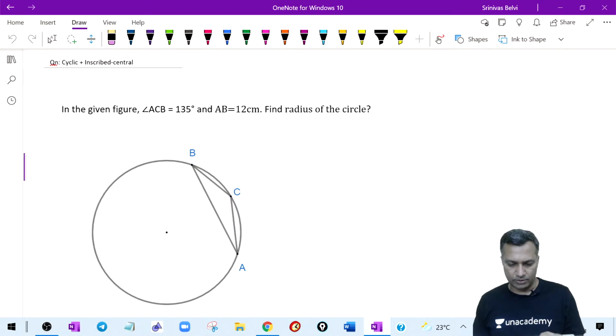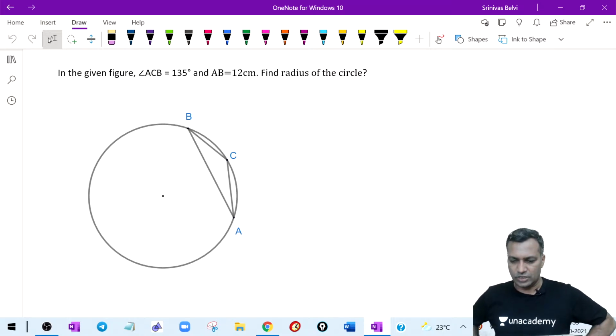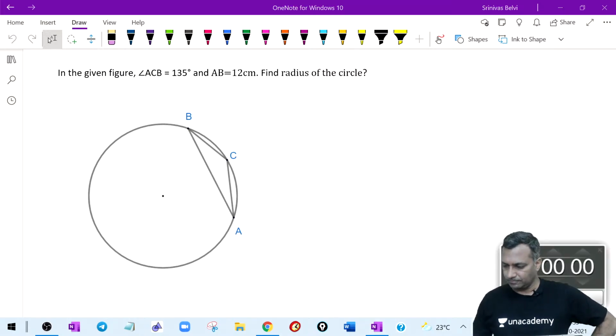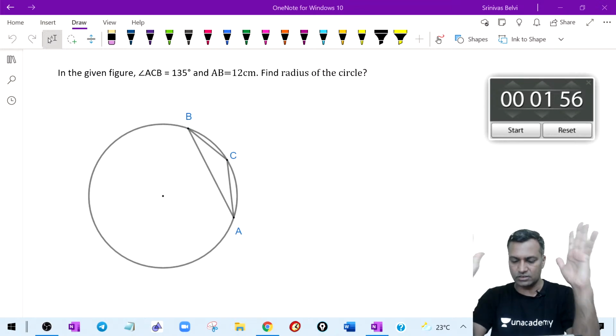Everybody crack the next one. Beautiful question. Beautiful CAT question. I just changed some angles and sides. Same, ditto, CAT question. Try this. A minute is a good time, but I am not in a hurry. I will give 2 minutes. Calm down, relax and try this.